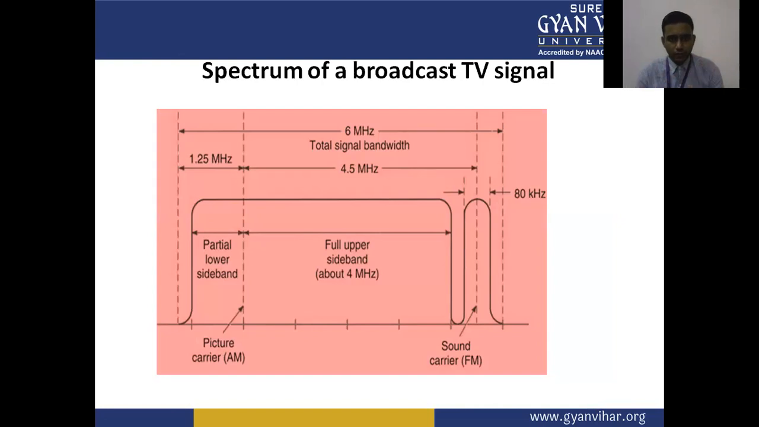This is the spectrum of a broadcast TV signal. In the transmission of the TV signal, we work on a 6 megahertz total signal bandwidth, and through this we have a picture carrier and a sound carrier. The bandwidth of the sound signal is 80 kilohertz, the bandwidth of the picture signal is 1.25 megahertz, and the full upper sideband has 4.5 megahertz. So this is the spectrum of a broadcast TV signal.